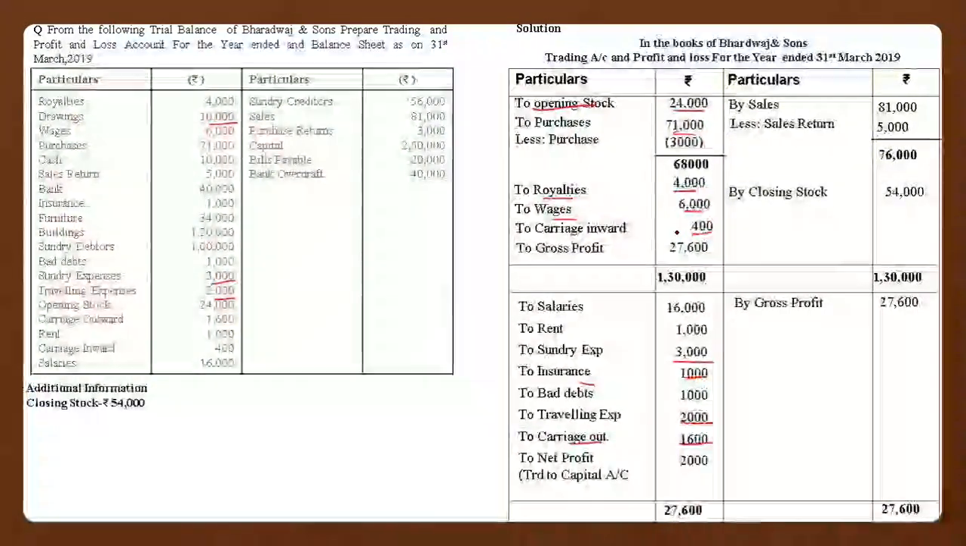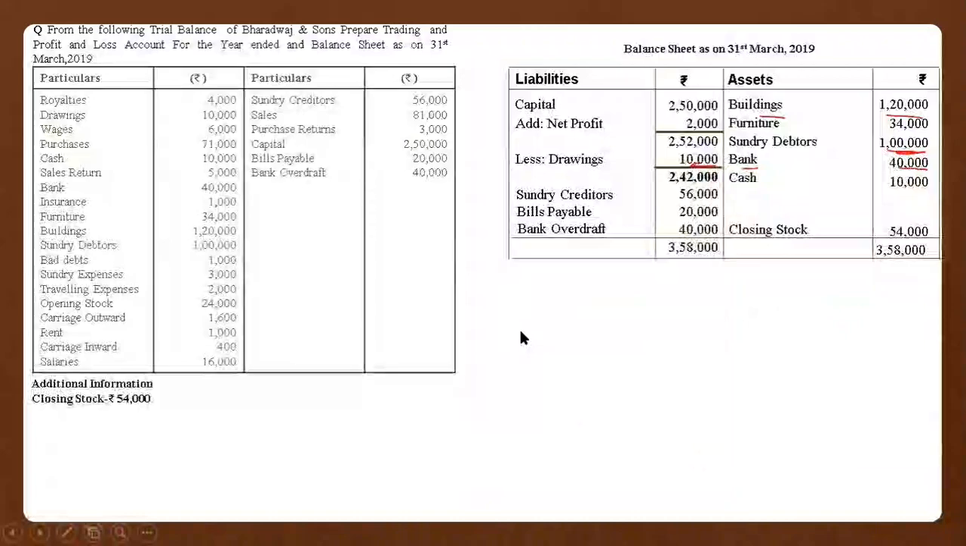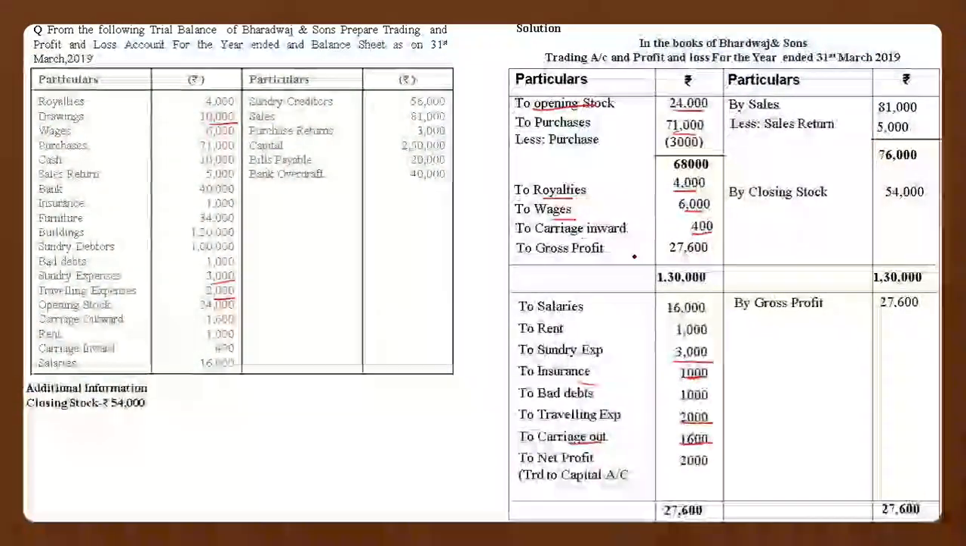Next one, student, salaries. Salaries, the amount is given 16,000 rupees. So you have to write salaries in the P&L account, 16,000 rupees salary amount.